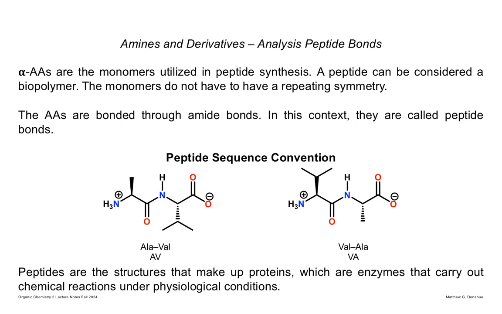So a peptide can be considered a biopolymer. Polymers have monomers of repeating units, and the repeating units here are amino acids. It's not like one chain of one amino acid, so they're going to vary from position to position. But overall, we're talking about just bonding amino acids together.